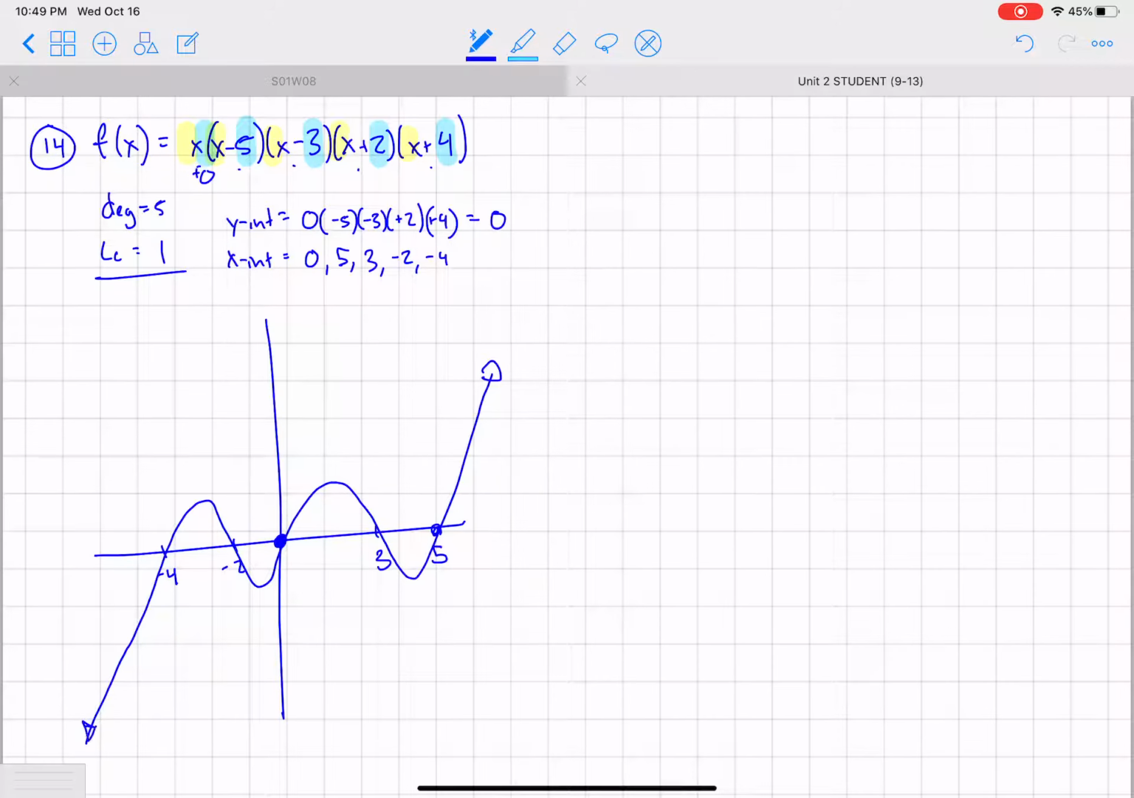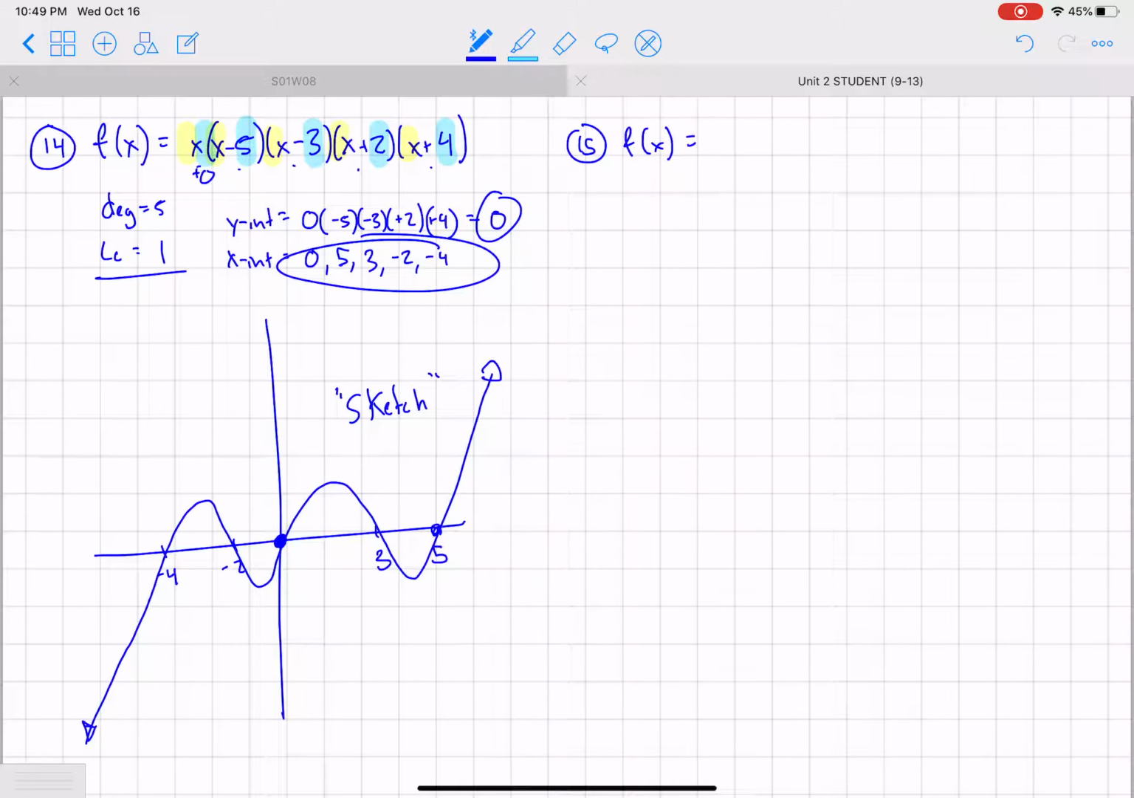We're not being precise here. This is just a sketch. So we just want the key features in there, which is that we cross the y-axis at the correct point because we crossed at 0, and we cross the x-axis at all 5 of those points. So we're good. 15 is similar, except for now we have some multiplicity.